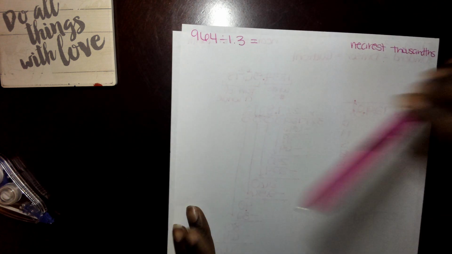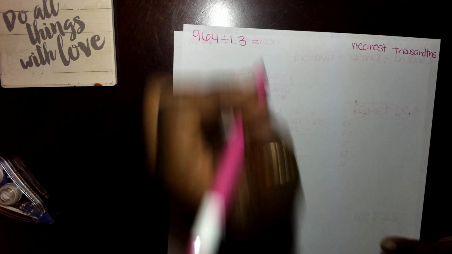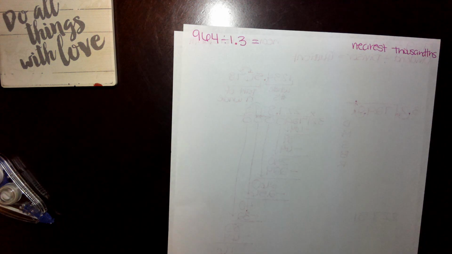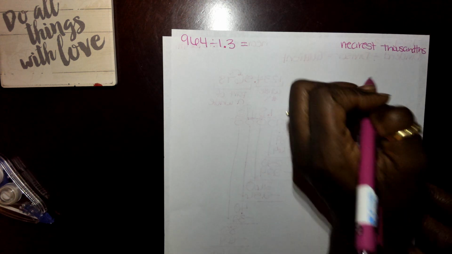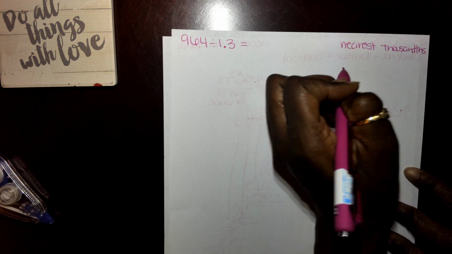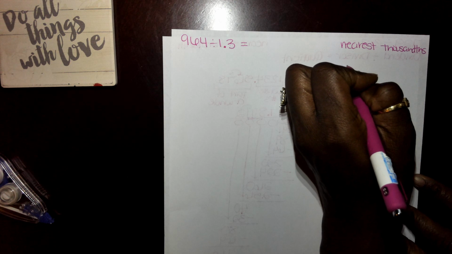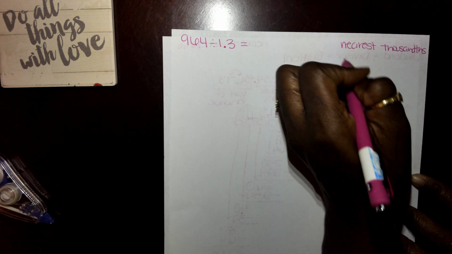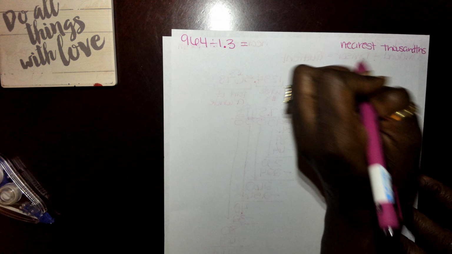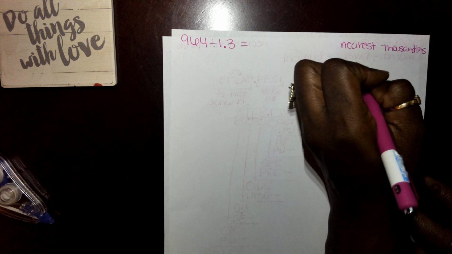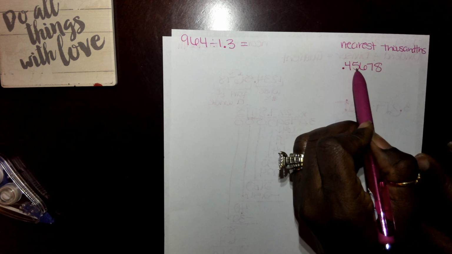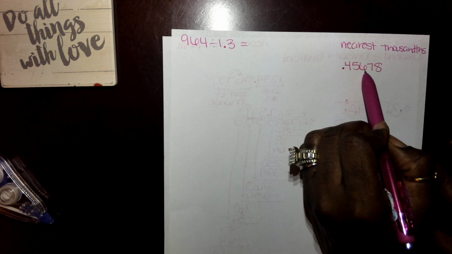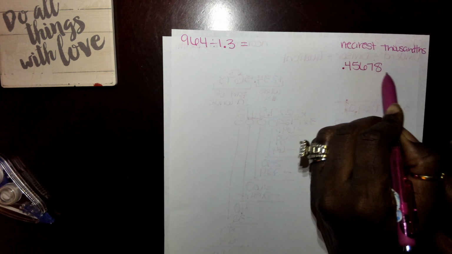Okay, so we are going to do another problem where we have a decimal inside of the divisor only. And this time we want it to the nearest thousandths. If we talk about place value after the decimal, we know that we have our tenths, our hundredths, our thousandths, 10 thousandths, and so on.